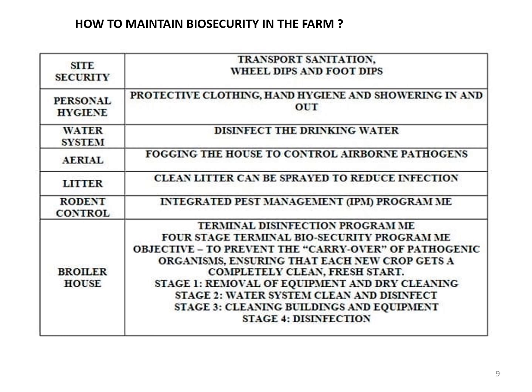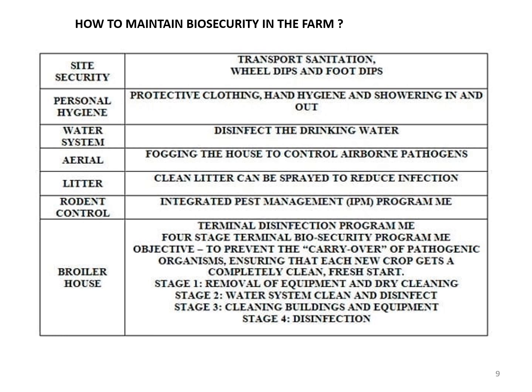Rodent control, integrated pest management program. And for the broiler house, here you can see the term terminal disinfection program. Terminal disinfection means disinfection at the end of the flock. It's a 4-stage process, and the objective of terminal disinfection is to prevent the carryover of the pathogenic organism, ensuring that each new flock or crop gets a completely clean, fresh start.